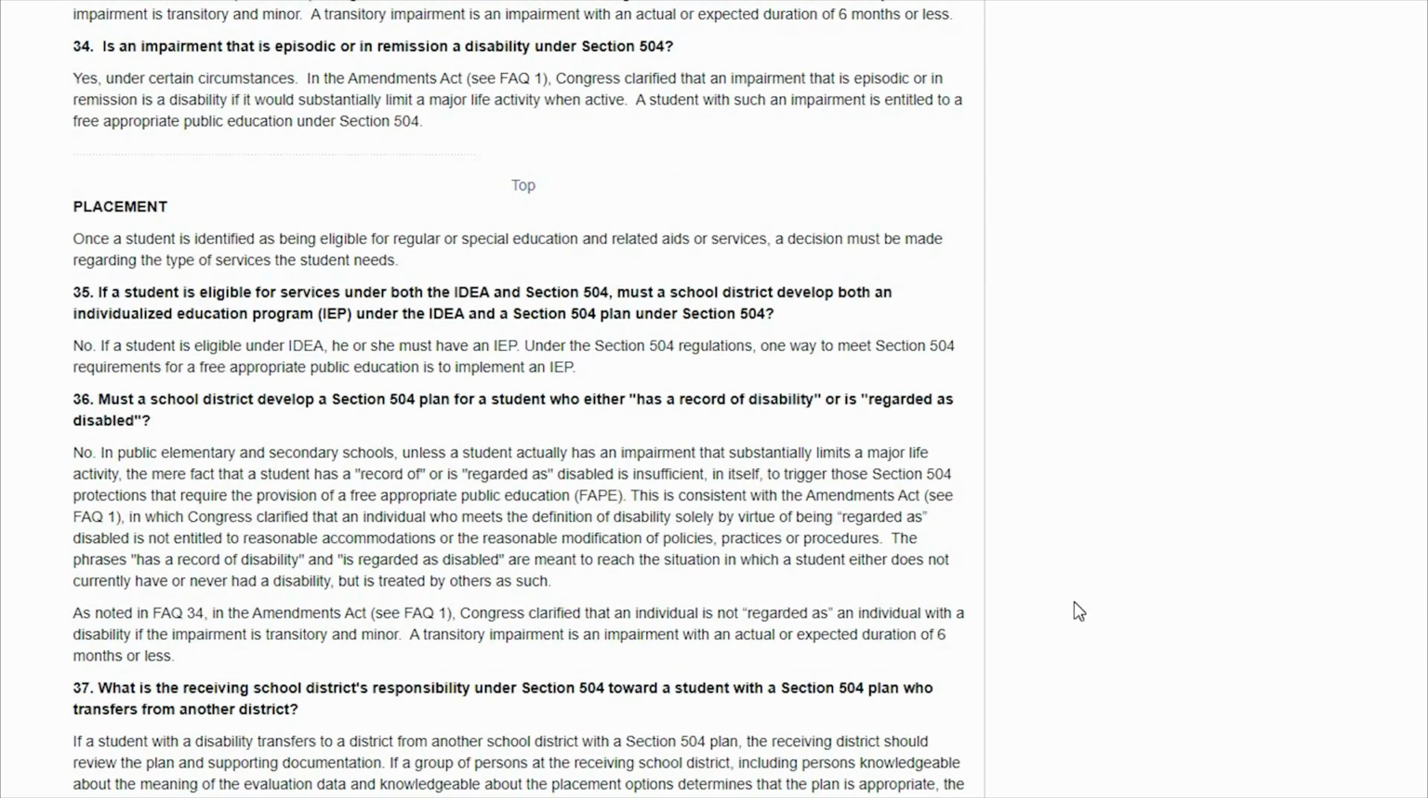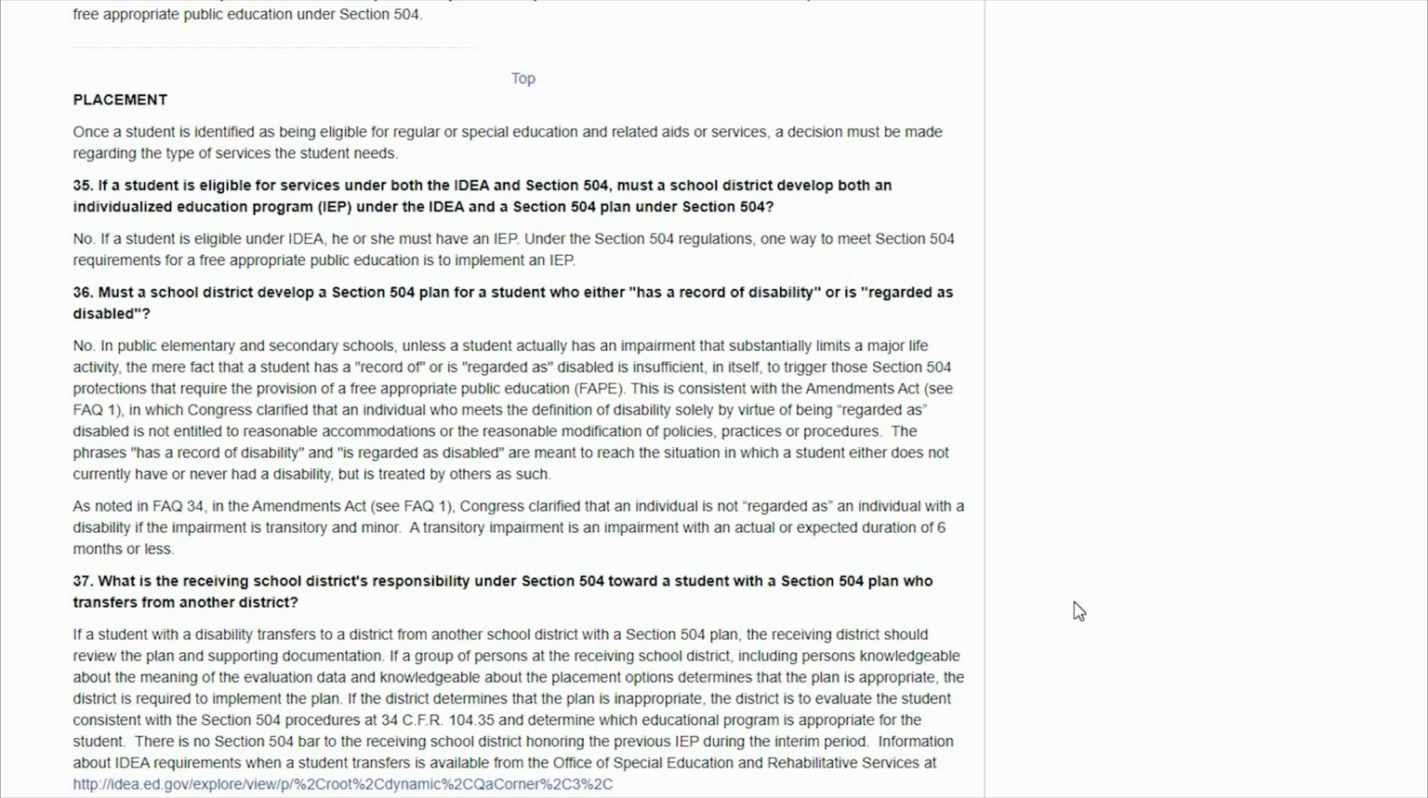Now, keep scrolling down to placement. Once a student is identified as being eligible for regular or special education and related aids or services, a decision must be made regarding the type of service the student needs. Okay.